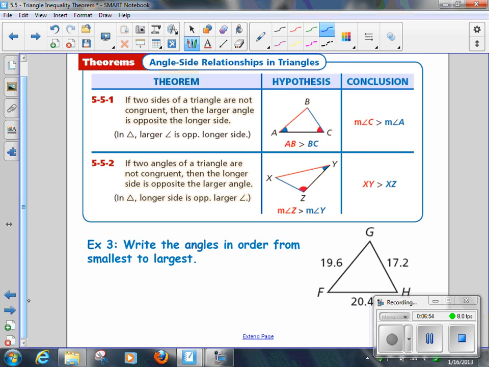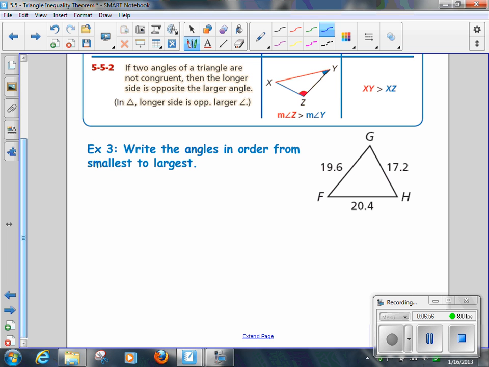Look at here. We're going to write the angles in order from smallest to largest. Now, the angles. Do I have angle information there on my paper? No, I got segment information. What in the world? Here's what you're going to do.